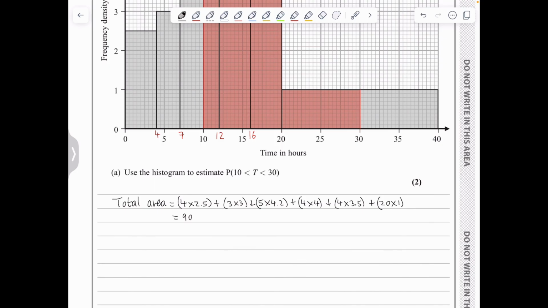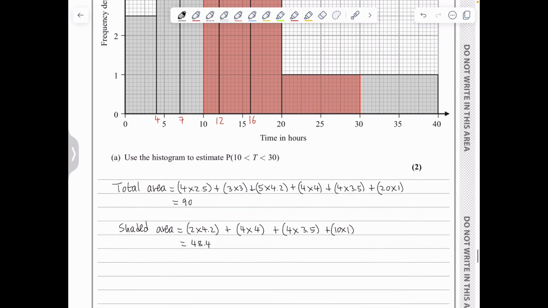And I will now proceed in finding the shaded area, what I have shaded in red on my histogram here. So this is 2 times 4.2, which is the 10 to 12 class, the bar here. Then from 12 to 16, we've got a width of 4 and a height of 4. And then from 16 to 20, we've got 4 times 3.5. And then from 20 up to 30 is 10 times 1. Well, if I add this up, I get 48.4.